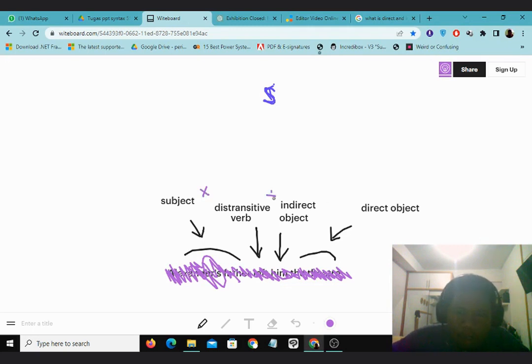Here is the simple structure for using this transitive verb in a sentence. First, you need a subject. Then you can add your transitive verb. Then you could add the indirect object. Then lastly you can put the direct object at the end.